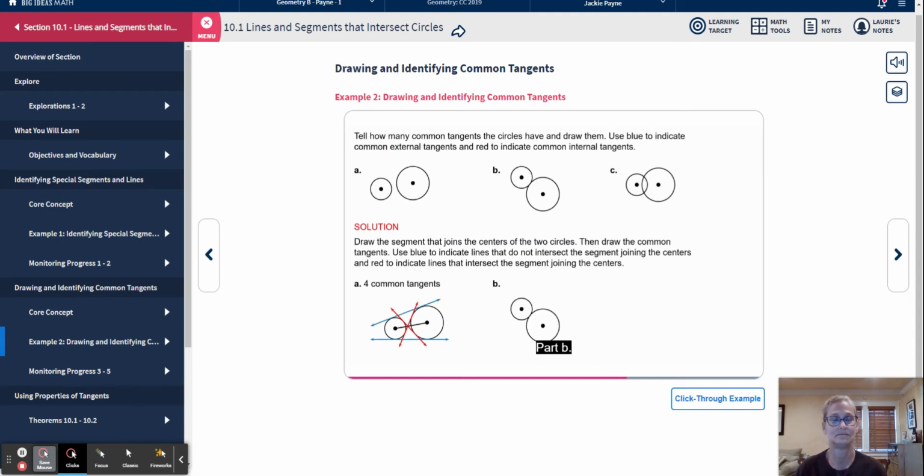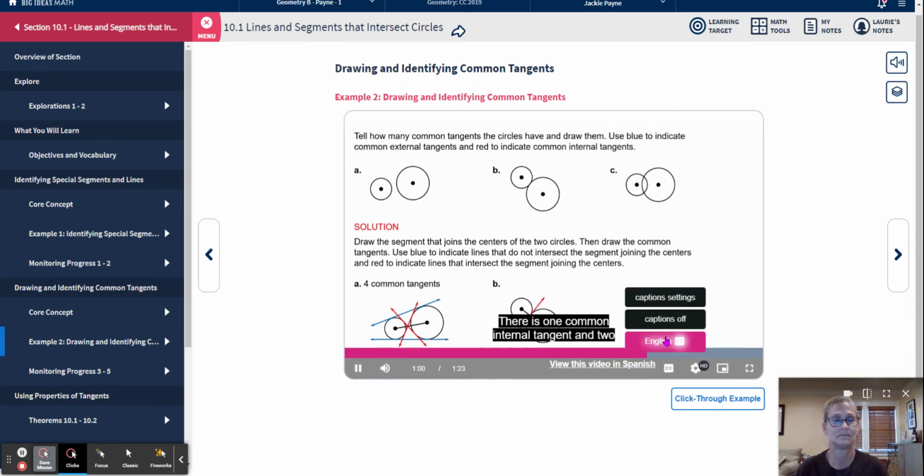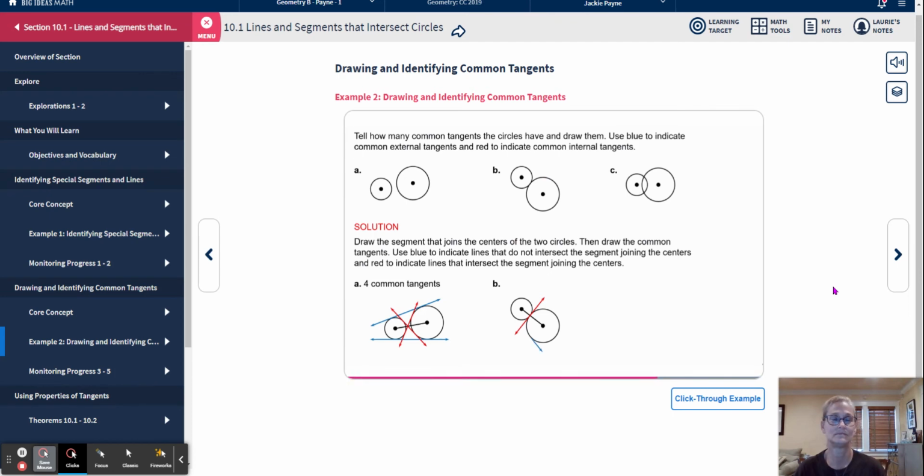Part B. Draw the segment that joins the centers of the two circles. There is 1 common internal tangent and 2 common external tangents, so there are 3 common tangents. Part C. Draw the segment that joins the centers of the two circles. There is no common internal tangent, and there are 2 common external tangents, so there are 2 common tangents.